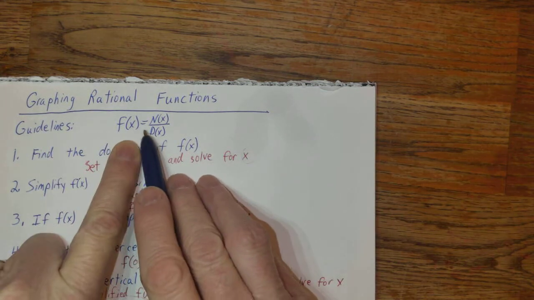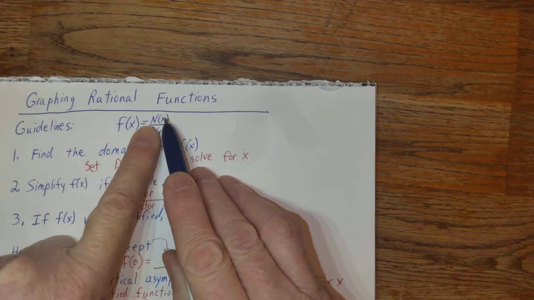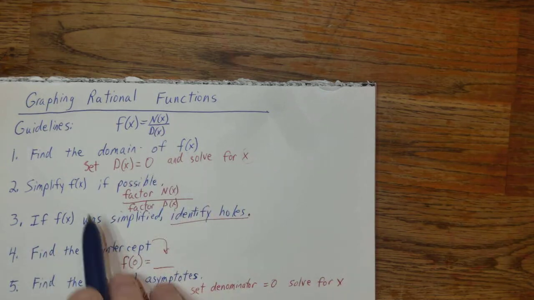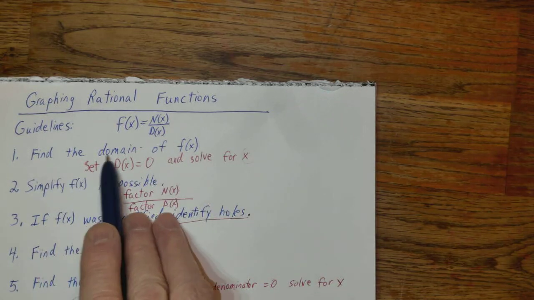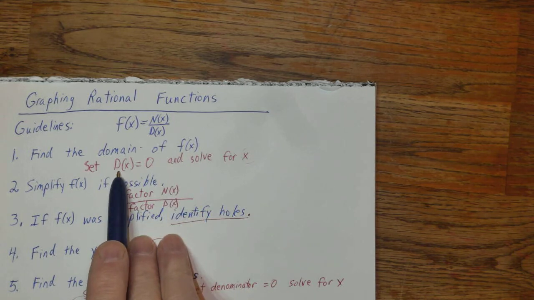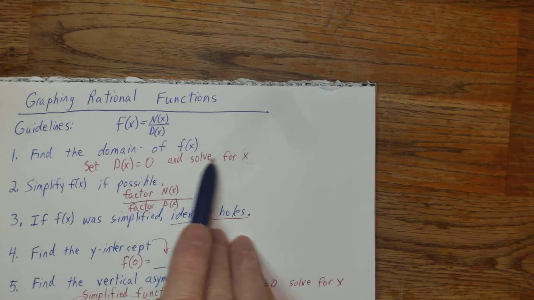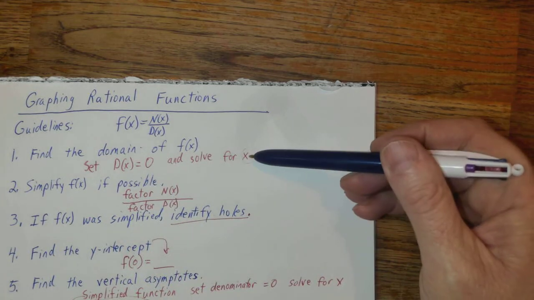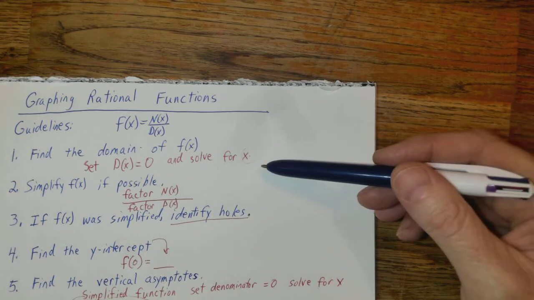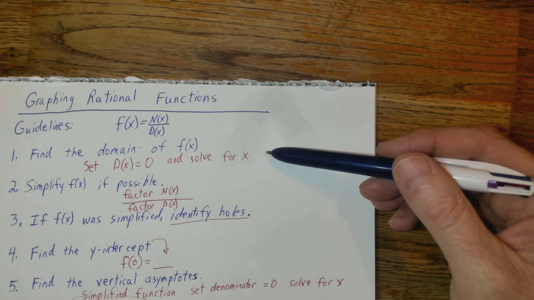All right. Remember, a rational function is a polynomial over a polynomial. You got your numerator polynomial over your denominator polynomial. So the first thing you'll want to do is find the domain of f of x. And to do that, you want to set the denominator of x equal to 0 and just solve for x. That says what x cannot be, and then that's easier to find out what x can be just because we know what x cannot be.